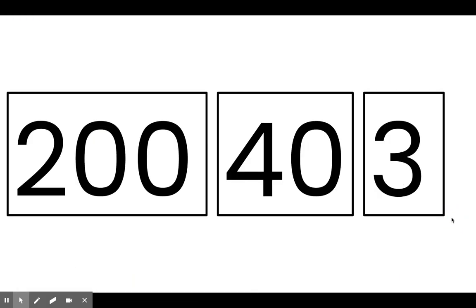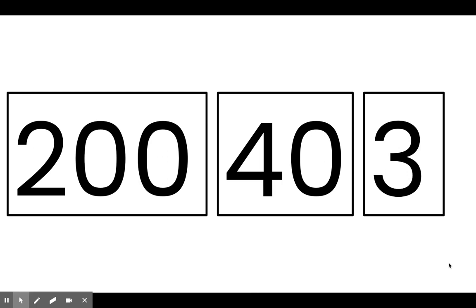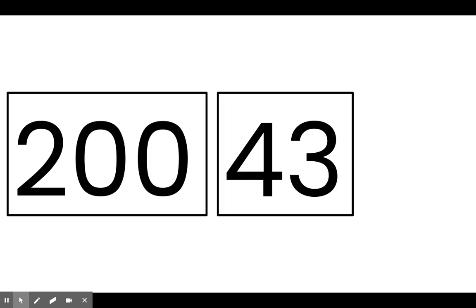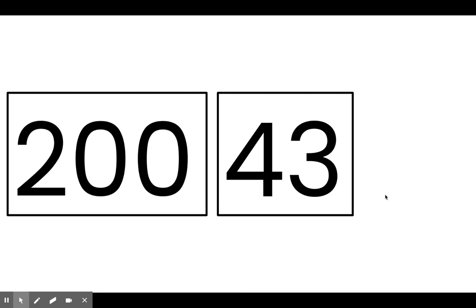Let's look a little closer. Here's our 200, here's our 40, and here's our 3. These are our hide 0 cards. They represent the number that we're working with, 243. If I slide 240 together, I now have 240 and 3. Can we say that 240 plus 3 equals 243? Yes, we can. Let's slide them back apart. What if I choose to slide my 40 and 3 together? Can we say that 200 plus 43 is 243? Definitely.